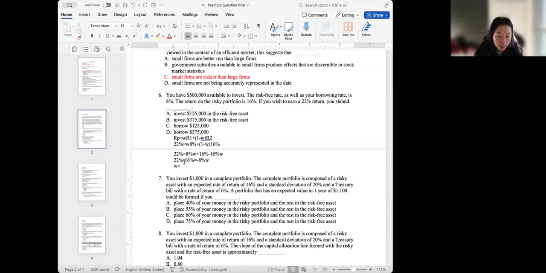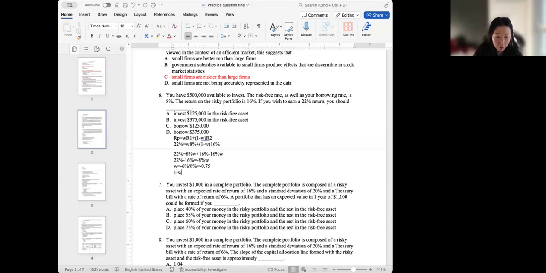This is 6%. So I have 6% divided by 8%, and I need to put a negative sign. And that equals, get my calculator here, negative 0.75. So that means 1 minus W equals 1.75.